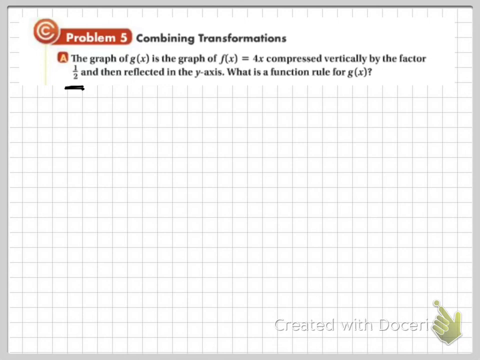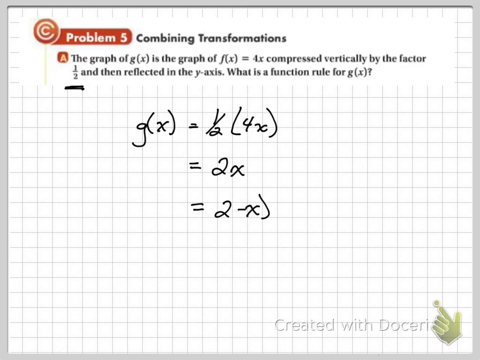So my g of x is going to compress f of x by a half first and foremost. So that's going to equal 2x. That's a compression by a half. Okay, to flip it over the y-axis, what I'm going to end up doing is taking the negative of x, which is going to give me negative 2x. So my g of x equals negative 2x.